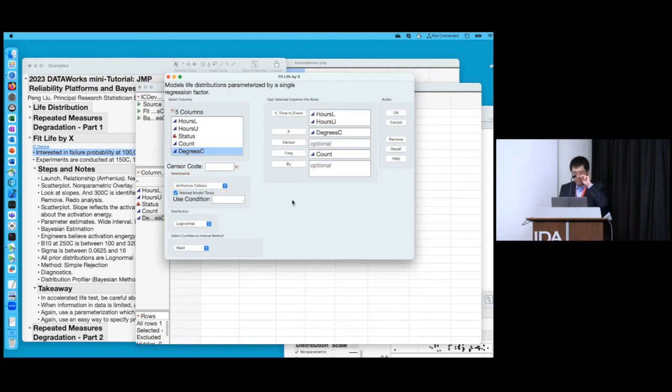If you are into this subject, you will know that Arrhenius is a very commonly used relationship for temperature-related acceleration. If I click this combo box, you will see there are more than I expected. I said 8, and now it's more than 8. We provide different mechanisms for different kinds of acceleration. But here, Arrhenius Celsius is good enough for us. I'm going to click OK.